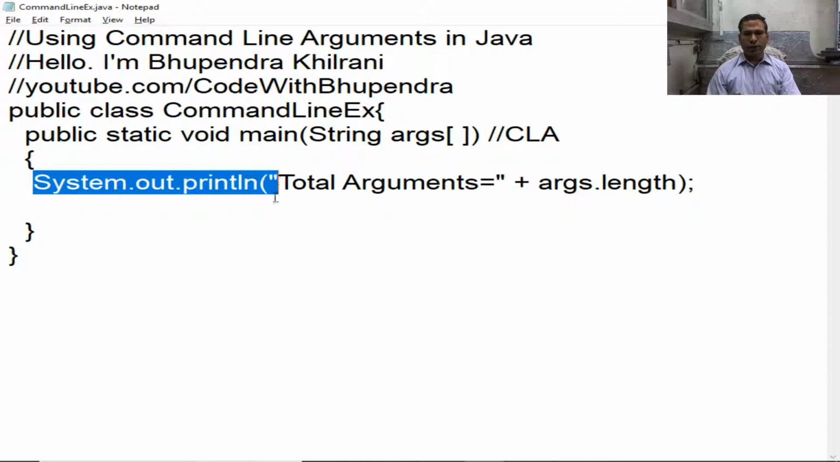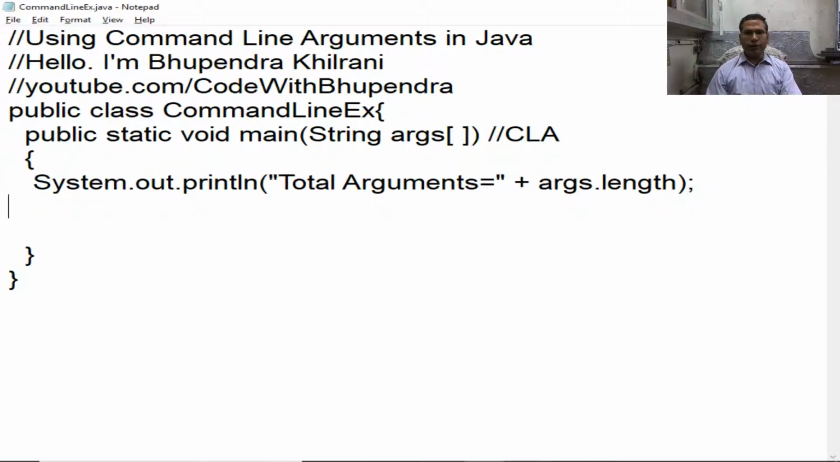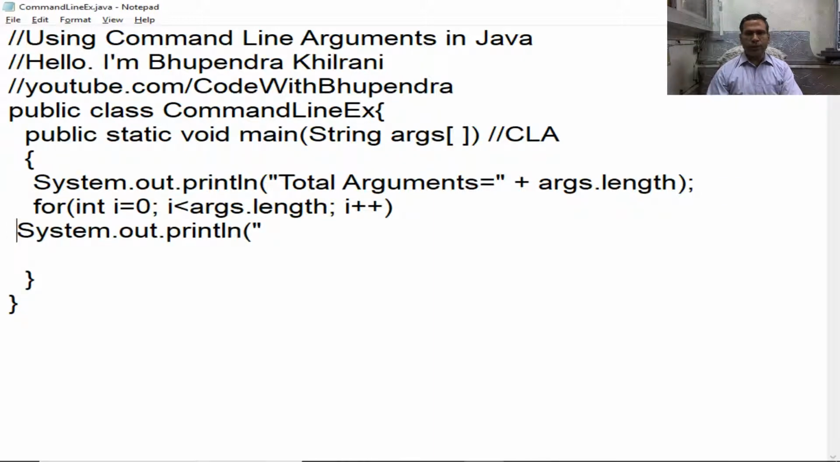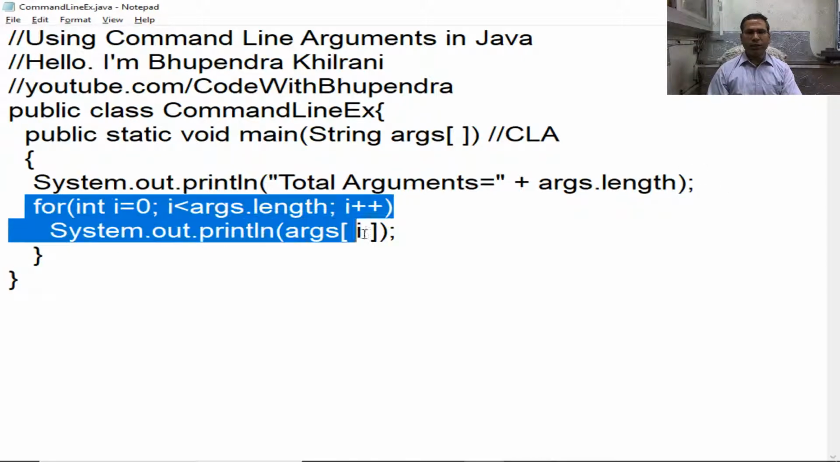Now we would like to display all those values, for which I am using a for loop. Index starts with 0 and goes up to size minus 1. So I am writing less than args.length, and now we have to display those values, for which we can write args, then the index number. So now whatever values we pass will be displayed by this for loop.